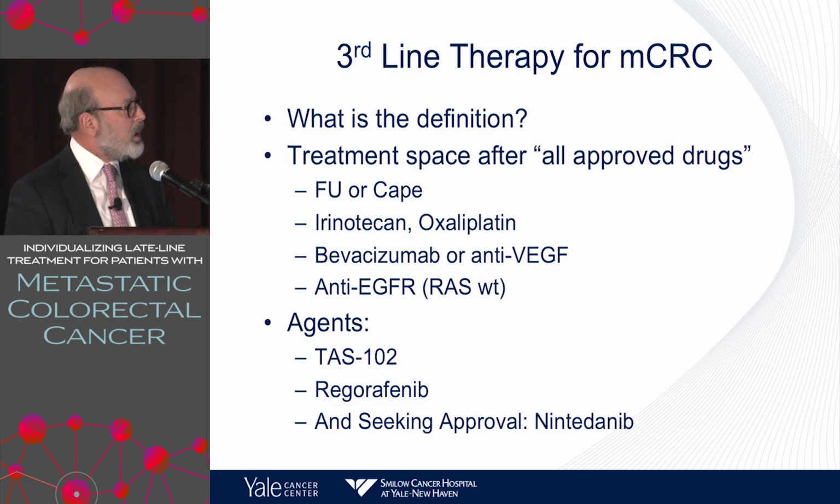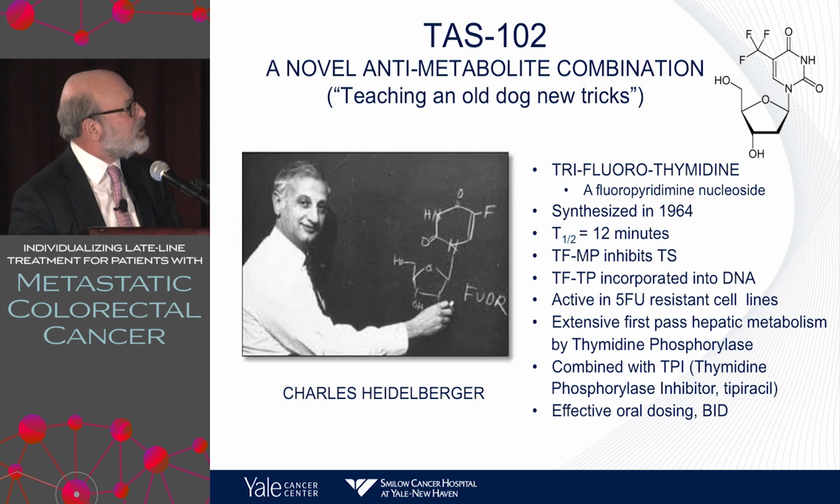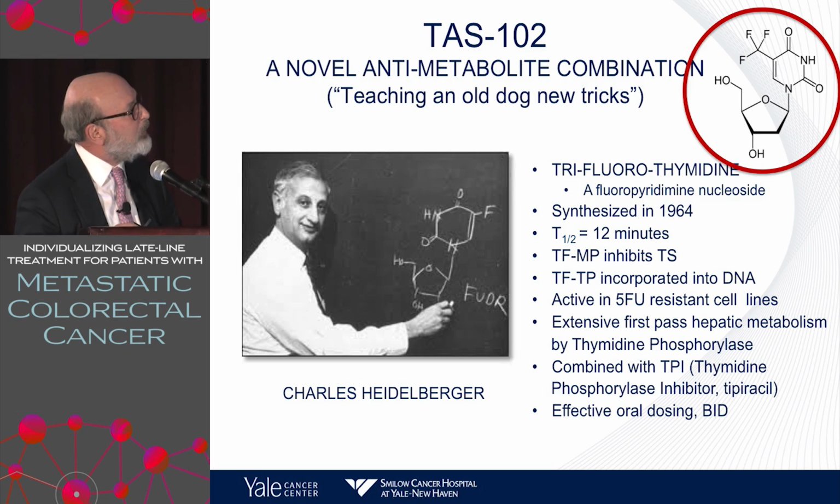So the ones I'd like to talk about today are TAS-102, regorafenib, and nintedanib. TAS-102 is really what I consider teaching an old dog new tricks. This is Charlie Heidelberger, the same scientist at the University of Wisconsin who first synthesized 5-fluorouracil and then FUDR, fluorouracil deoxyribose, which many of us have used in regional therapy. But he also, in 1961, synthesized TAS-102, which is trifluorothymidine.